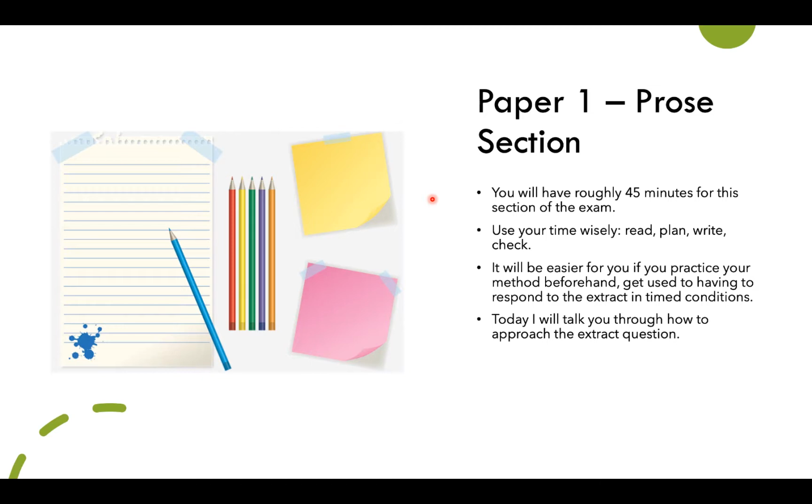You will have a choice of 2 questions. You have a choice of your extract or your full novel question. Either way, you've got 45 minutes for this particular section of the exam. So it's really important that you do use your time wisely. You spend time reading the extract, annotating the extract, planning up your answer, writing your answer, and then making sure you give yourself a few minutes at the end just to check your answer.